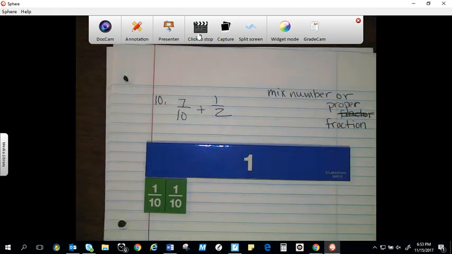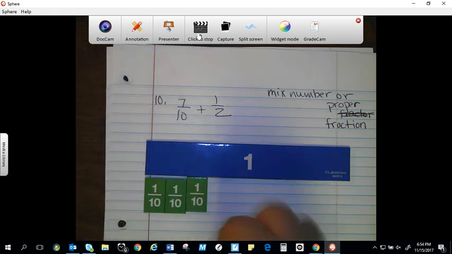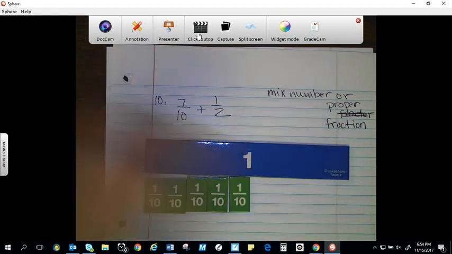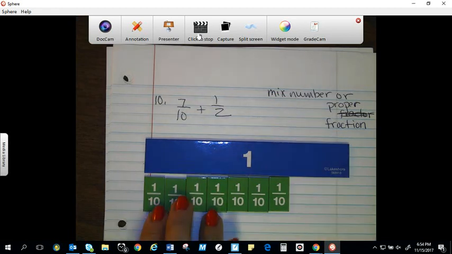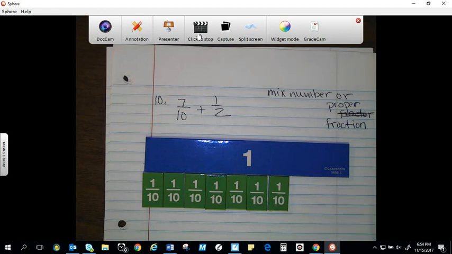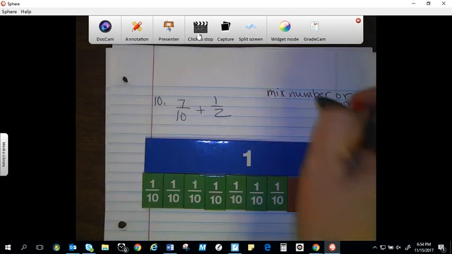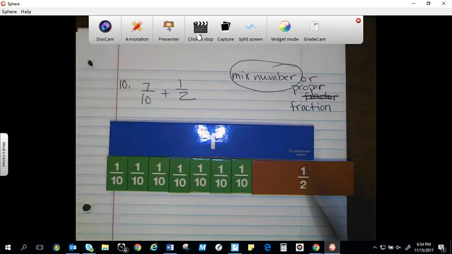So now, 7/10. 1, 2, 3, 4, 5, 6, 7. Here's 7/10. Plus my 1/2. You chose that this is going to be a mixed number or an improper fraction. You're absolutely right, because look how it goes over the 1 benchmark. So immediately you know it's going to be greater than 1 whole.